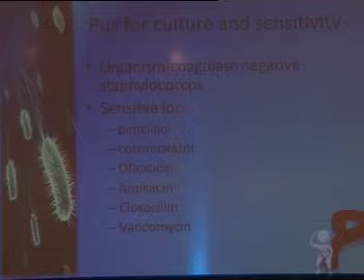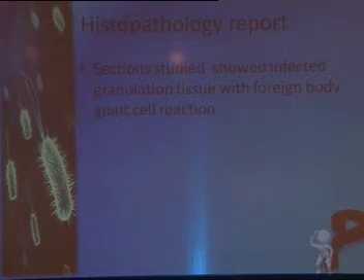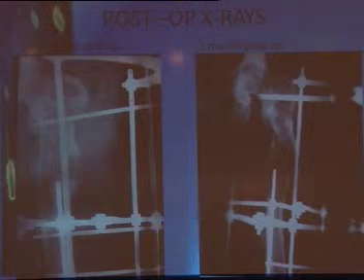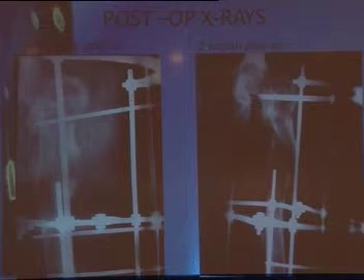The culture report showed coagulase-negative staphylococcus, and the histopathology showed infected granulation tissue with foreign body giant cell reaction. Subsequently, a LRS external fixator was applied. These are the post-op X-rays. The immediate post-op X-ray shows a lytic lesion over the greater trochanter, and at 2 months post-op, the lytic lesion has decreased and the cortical density has increased.